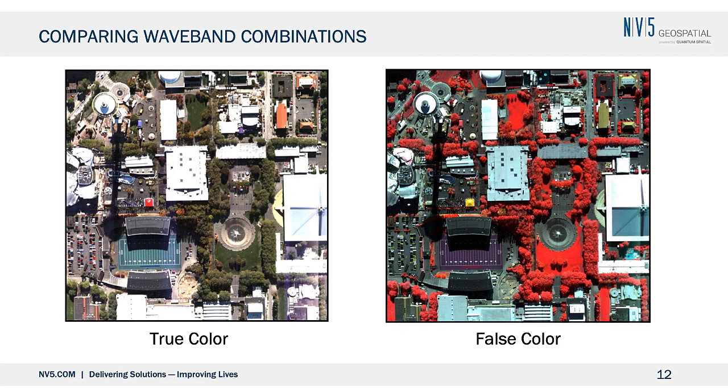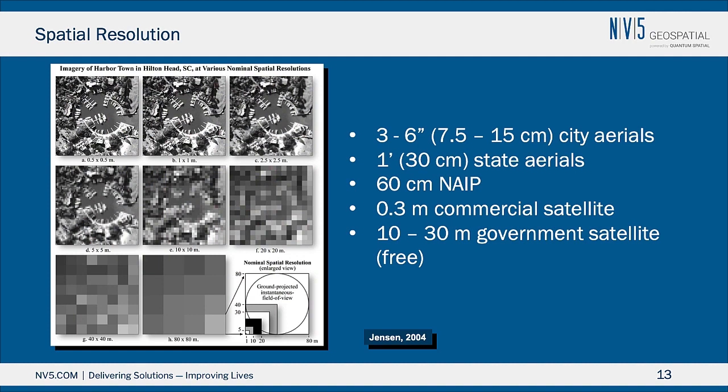In terms of spatial resolution, a lot of us are seeing better and better spatial resolution. These are really the pixel sizes, 3 to 6 inches, you tend to find in the city aerials. As we increase the size of the area to state size, we're usually at about 1 foot. The National Agricultural Imagery Program is at 60 centimeters. And then commercial satellites are now down to 30 centimeters, which is pretty incredible. And then a lot of free data is available at the 10 to 30 meter scale.